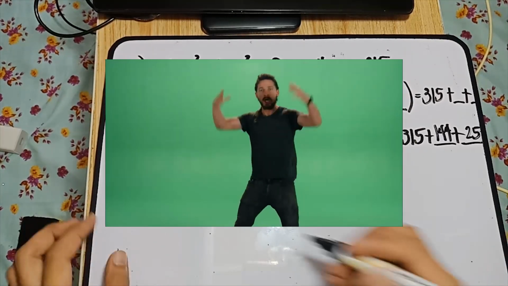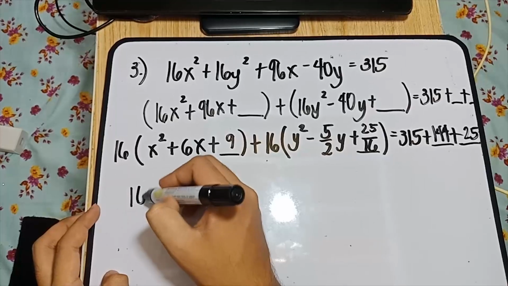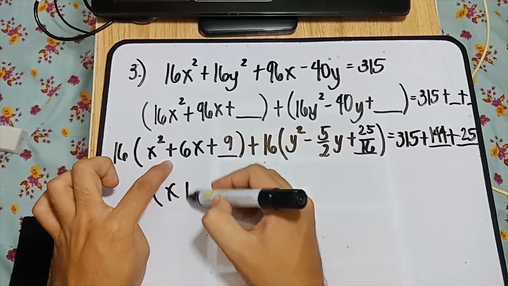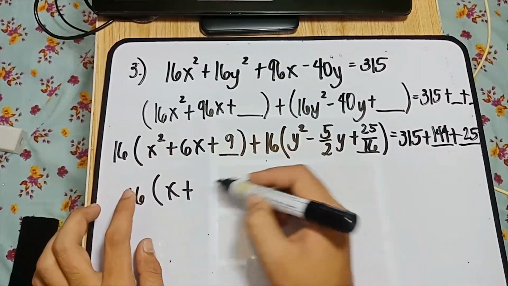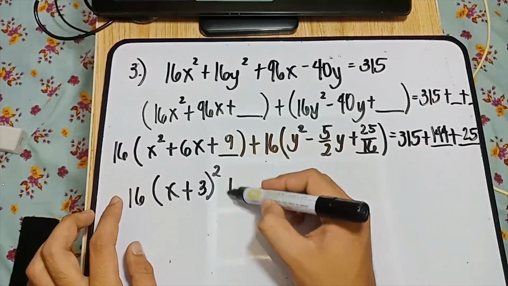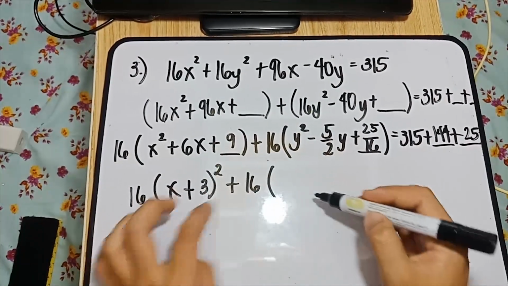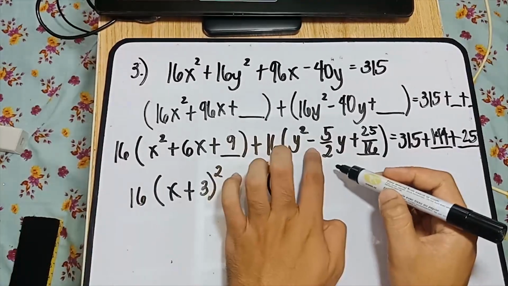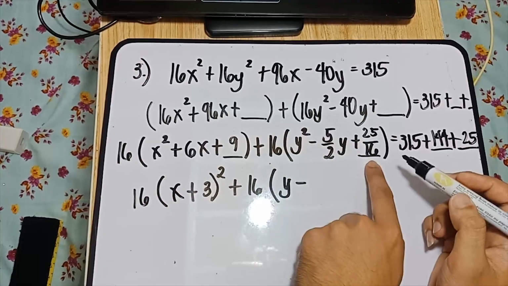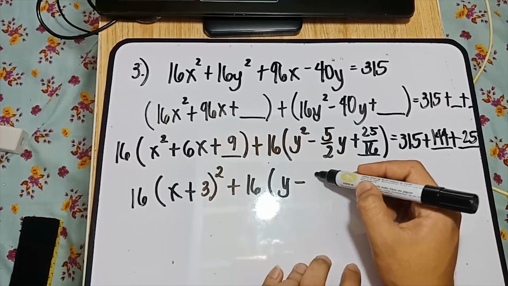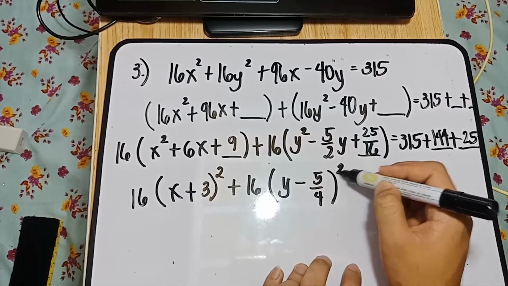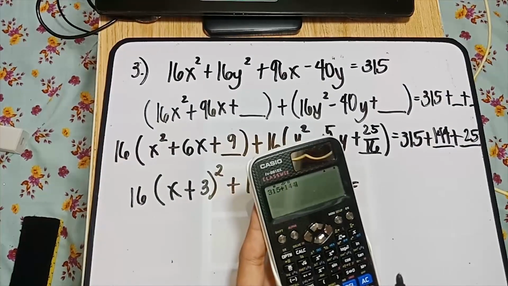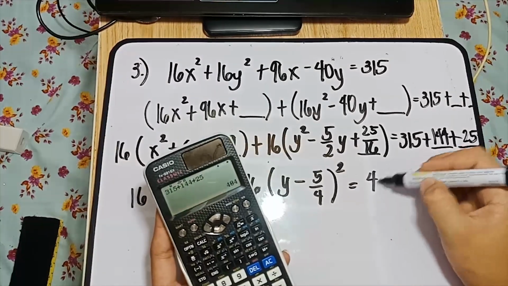I-factor out ko na. So, we have 16 times the quantity x plus 3 squared. Square root ng x squared is x, square root ng 9 is 3. Plus 16 times the quantity y minus 5 over 4 squared. Square root of y squared is y, and the square root nito is 5 over 4. Equals, add lang natin yan. 315 plus 144 plus 25, 484.